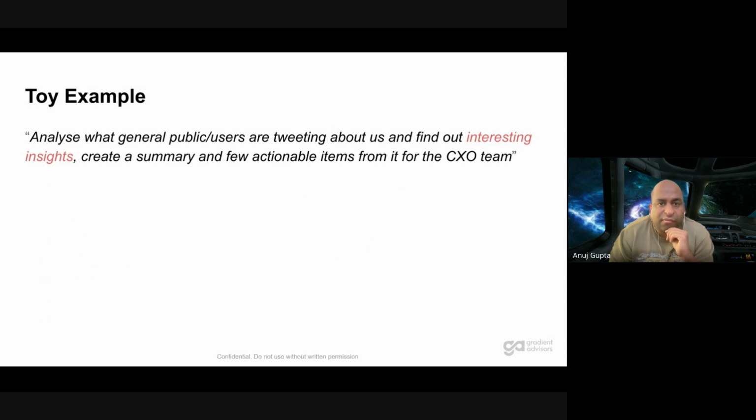How many of you have heard of the following problem statement? I don't know how many of you have worked on it, but I'm sure most of you would have heard it, where some CXO in a company will come and say, can you analyze what the general public and users are tweeting about us and our brand and find interesting insights for us, create a summary and a few actionable items for the CXO team? How many of you have heard of this problem statement, or maybe even given such a problem statement to your teams?